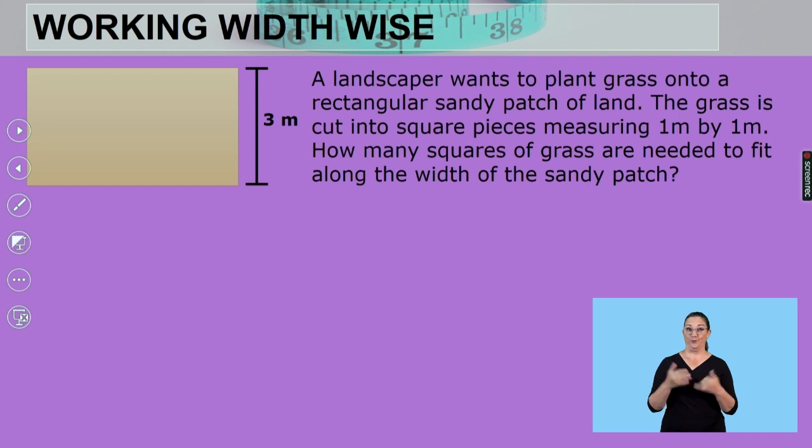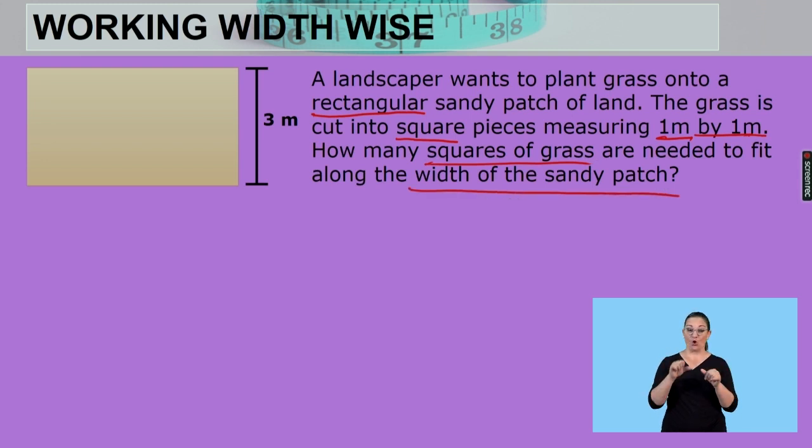So, a landscaper wants to plant grass onto a rectangular sandy patch of land. The grass is cut into square pieces measuring 1 meter by 1 meter. How many squares of grass are needed to fit along the width of the sandy patch? All right, so the width, the breadth, similar thing.